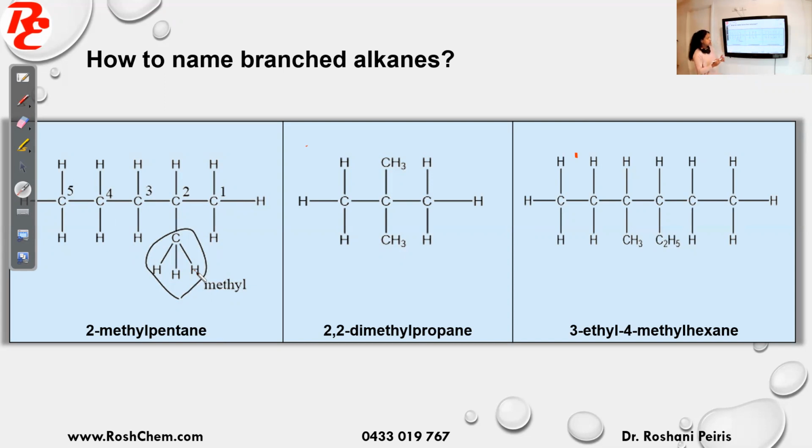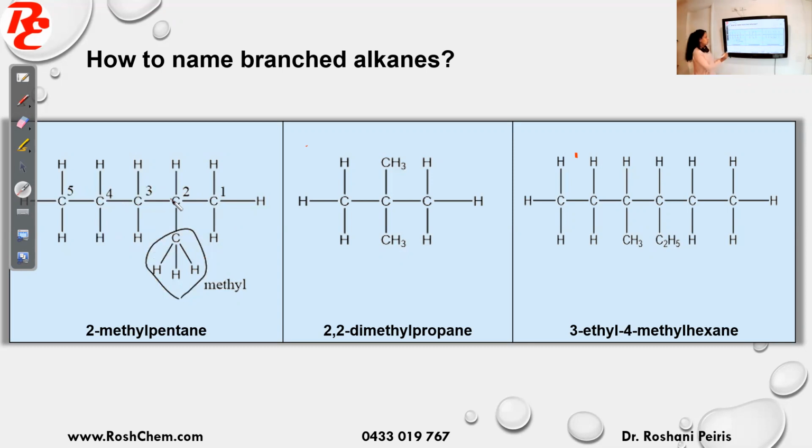So after that, you need to number the parent chain. So the method is, when you number it, you should give the lowest number to the substituent. So in this case, if I number it from left to right, that's carbon number 1, then 2, 3, 4. My substituent gets number 4, right? But if I number it from right to left, that's carbon number 1, that's 2, 3, 4, 5. So at that time, the substituent is on the second carbon. So that's the correct method of numbering. We always give the lowest number to the substituent.